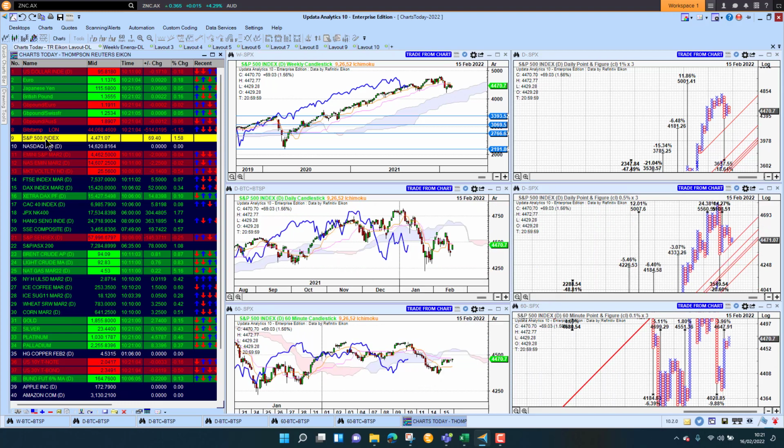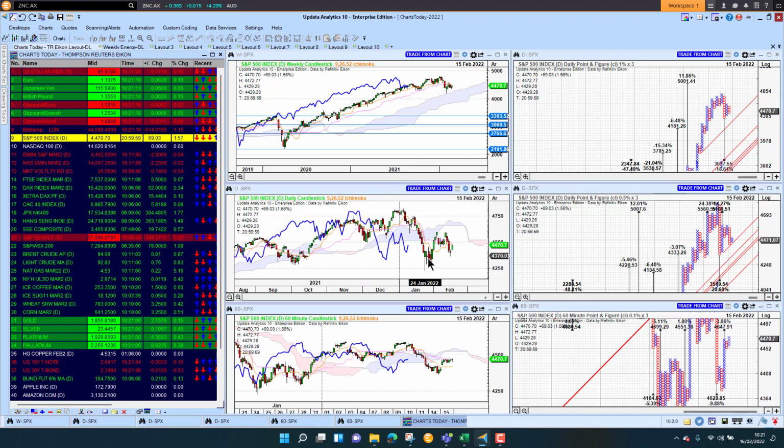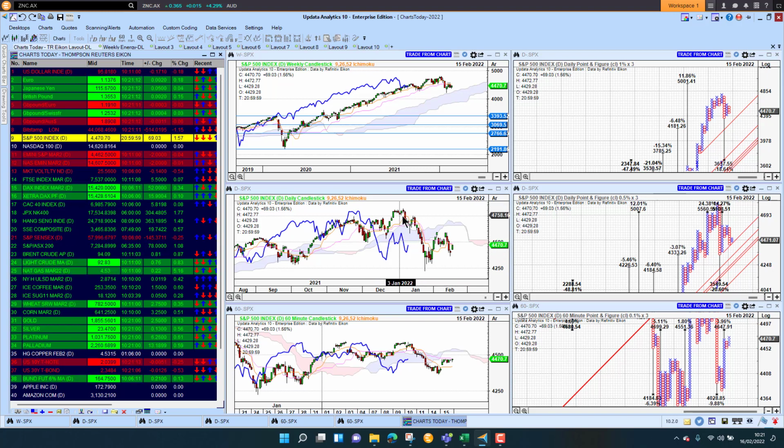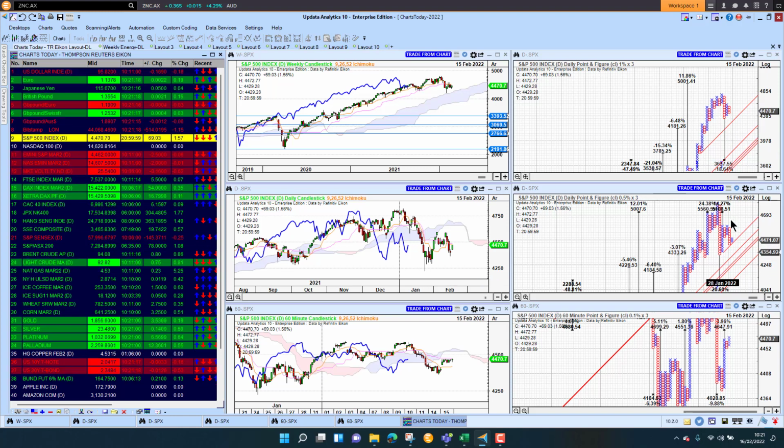S&P 500 index was up 1.5% yesterday. Of course, the key thing is we are still below the cloud. We do need to be aware that we are at risk of making a lower high, lower low scenario. We've got downside targets. That's what we need to watch.